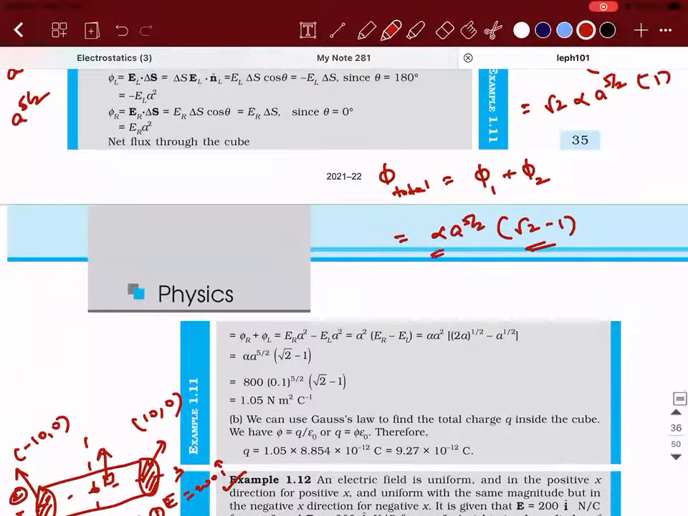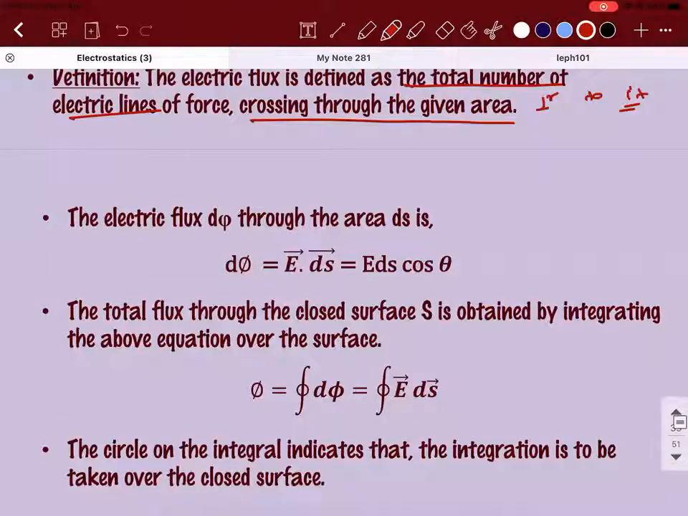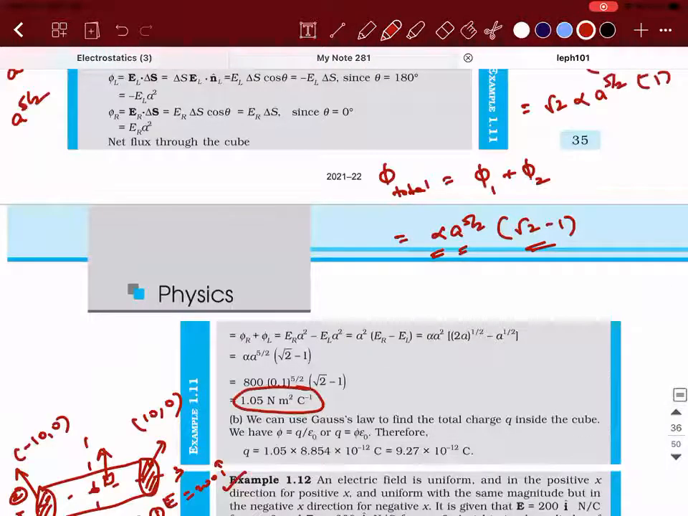So alpha value is given to you, a value is known. So substitute everything and calculate, the value comes out to be 1.05 Newton meter square per coulomb. Okay, so 75% of the chapter is over with this. The next topic that we need to concentrate upon is, if you're clear with this, I'll proceed. Those who are online, are you clear?